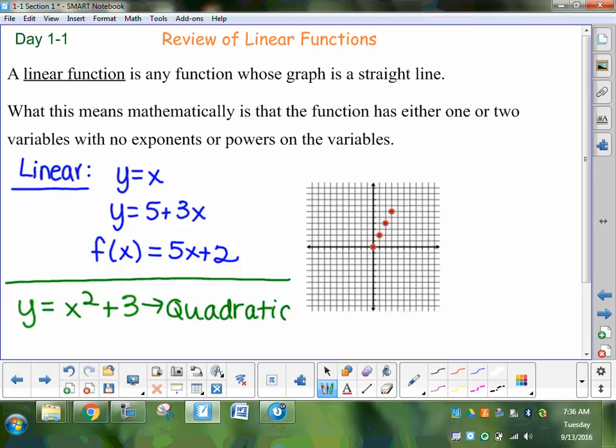How about if I have something like this? You have y squared is equal to x.